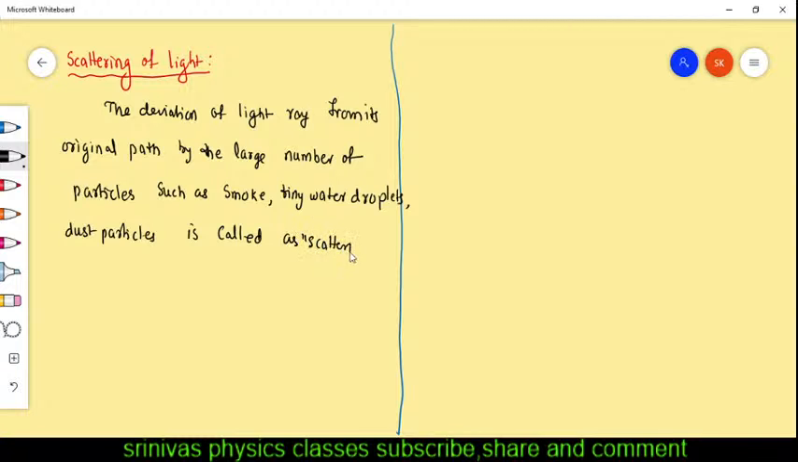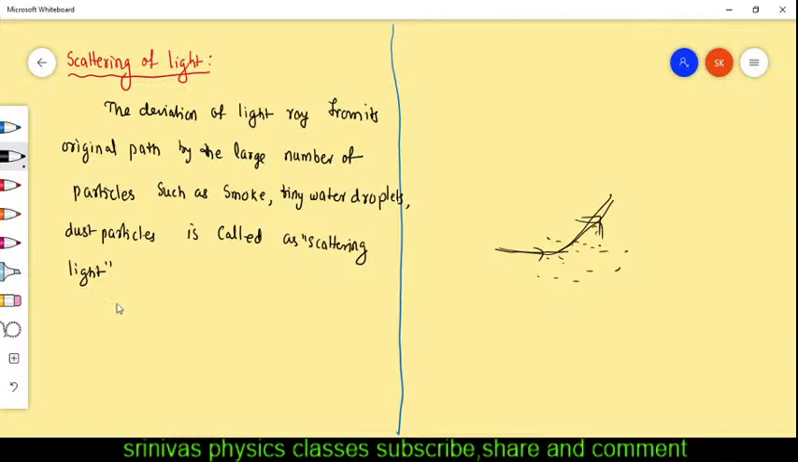Scattering of light is the deviation of the light ray. Deviation means change in the direction of light ray. For example, light ray is traveling like this, but due to the particles here, light ray is going like this. That means the direction of motion of light is changing. Change in direction of light due to the particles in the medium, due to the large number of particles such as smoke, tiny water droplets, dust particles, is called scattering of light.